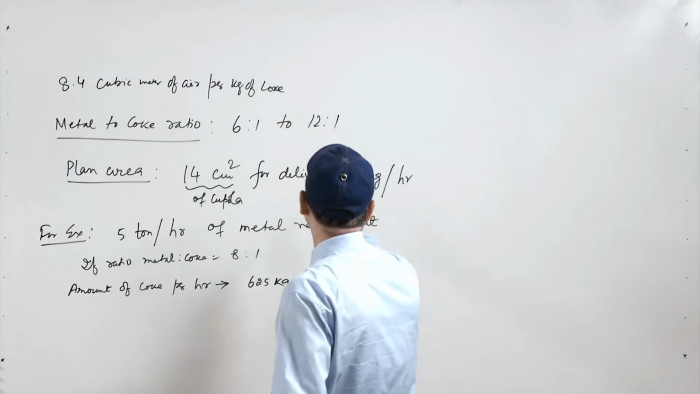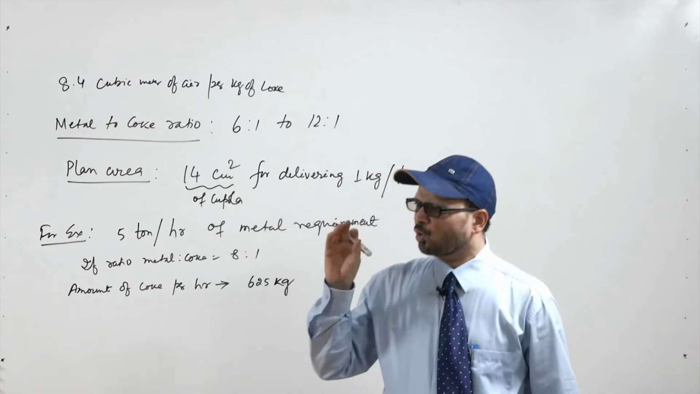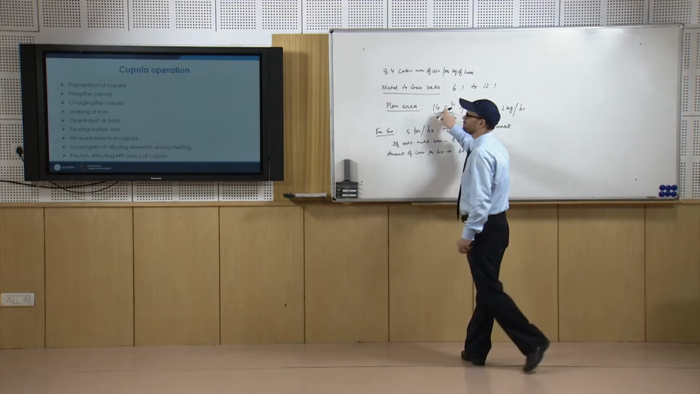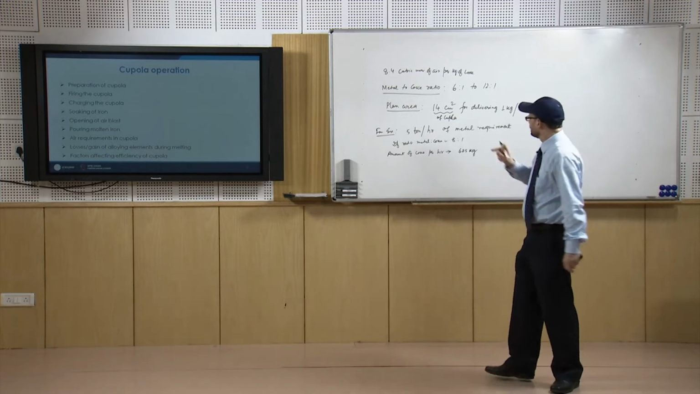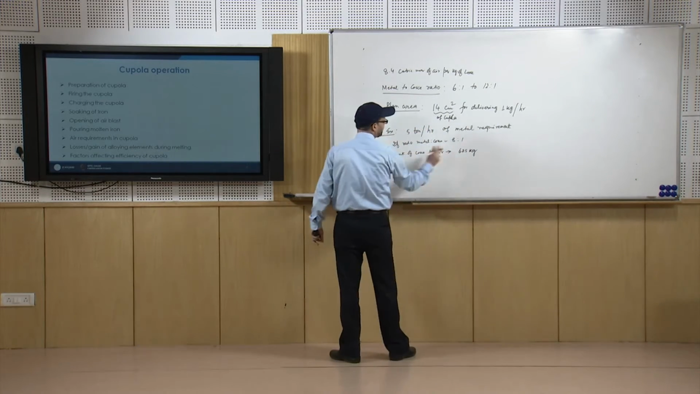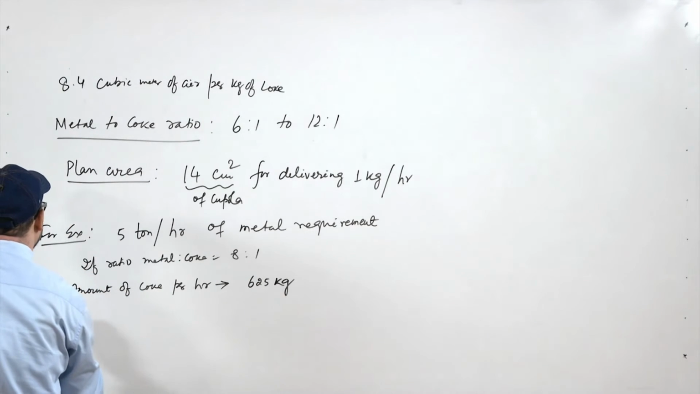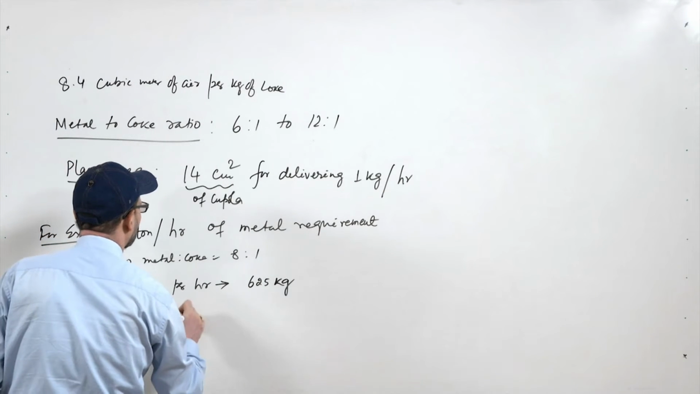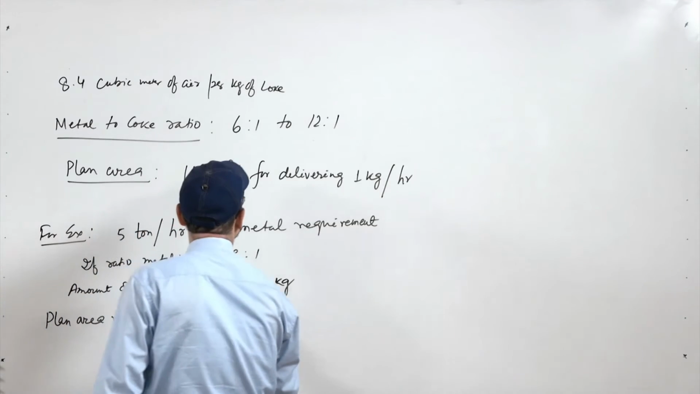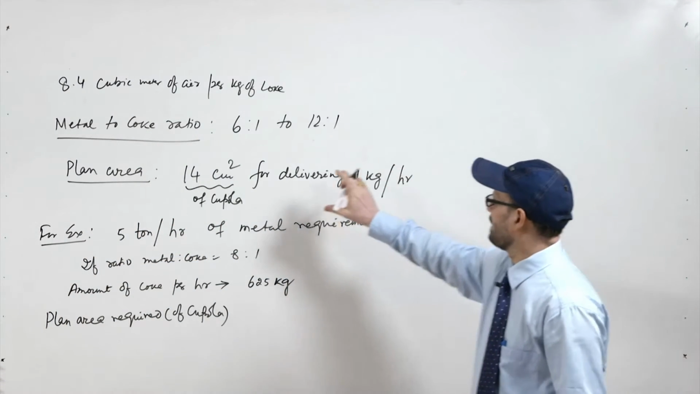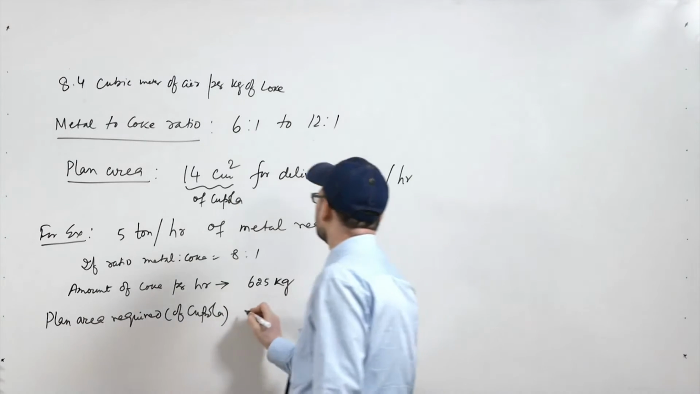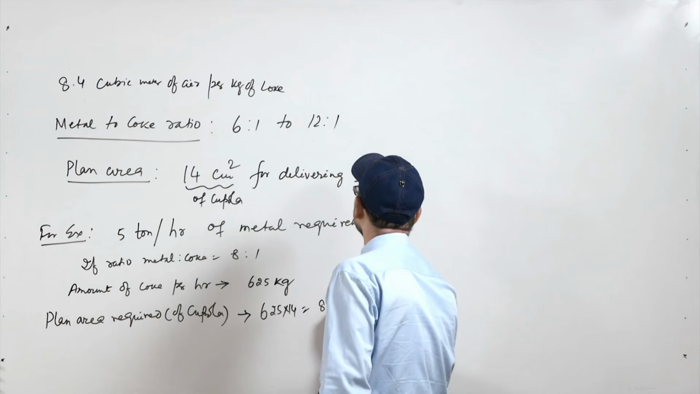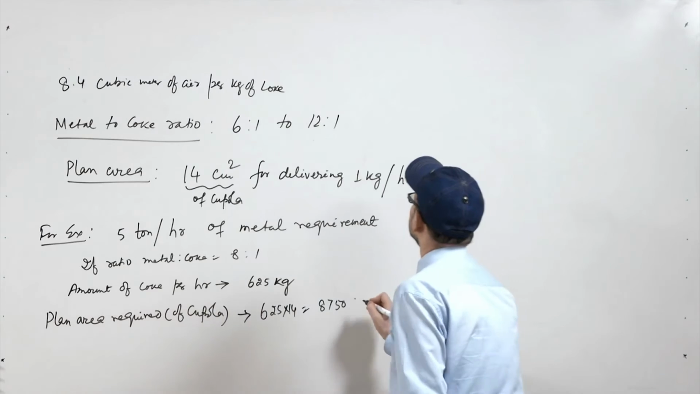Now, this was basically for 1 kg per hour of the coke requirement. So, for 1 kg, this is the plan area required for the cupola. So, for 625 kg coke, the plan area required of the cupola that will be able to deliver this amount of 5 ton of metal per hour will be 625 into 14. So, this is 8750 centimeter square.